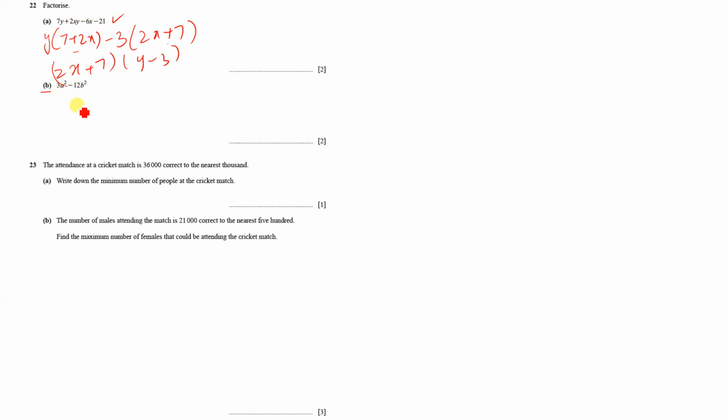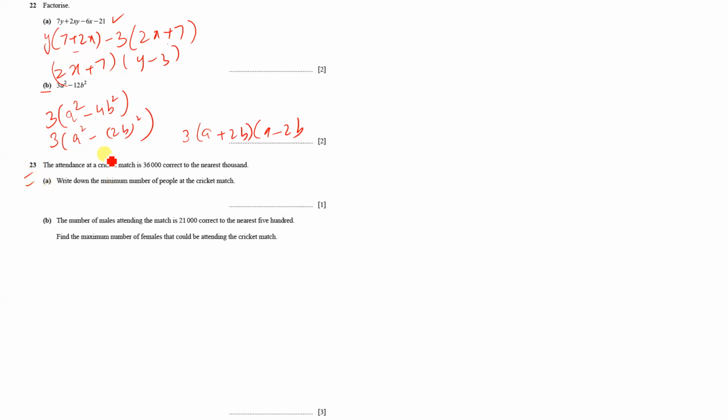Okay, part B. First of all, factor 3 out. We have a square minus 4b square. And now this is a difference of two squares. It can be written as 3 times a square minus 2b square. And this can be factorized as 3 times a plus 2b times a minus 2b. So these are the complete factors of this.